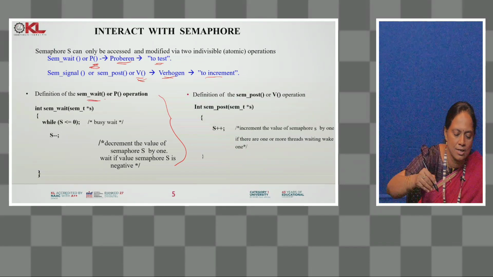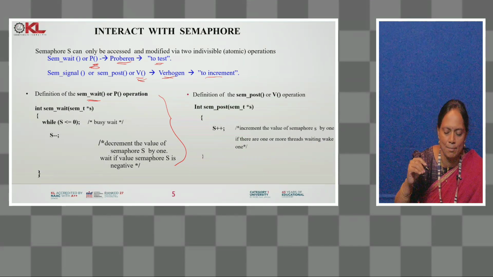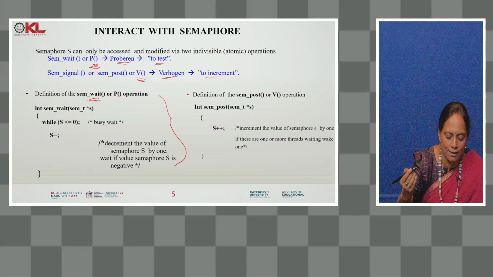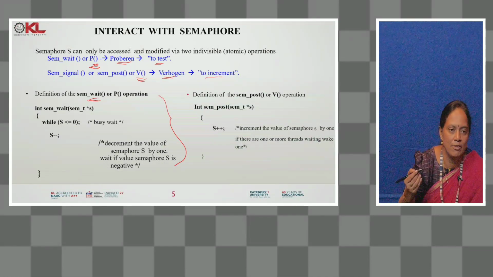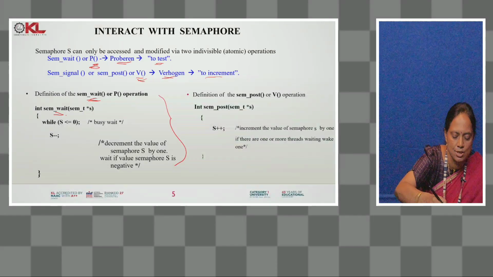So, the same weight function. If we want to interact with the shared variable, that is a semaphore, we are mainly going to use two functions: sem_wait and sem_signal, or sem_post. Here the definition of the sem_wait function is what we are going to use.